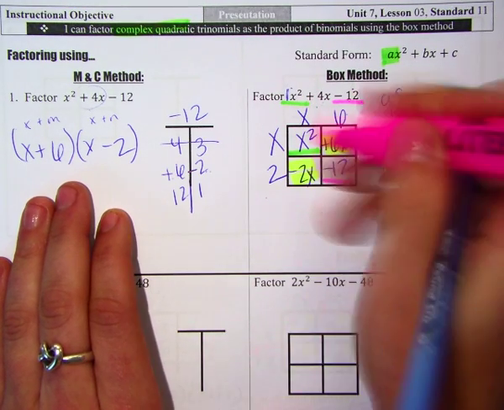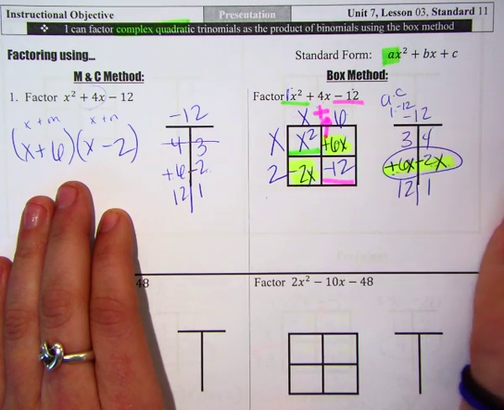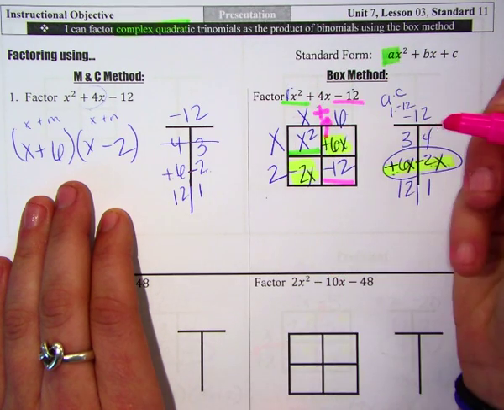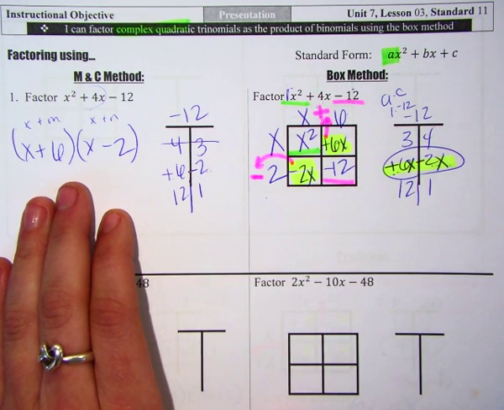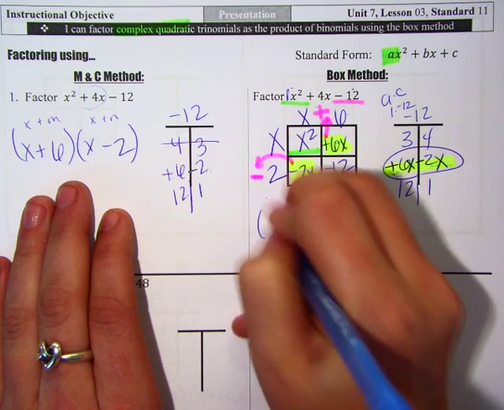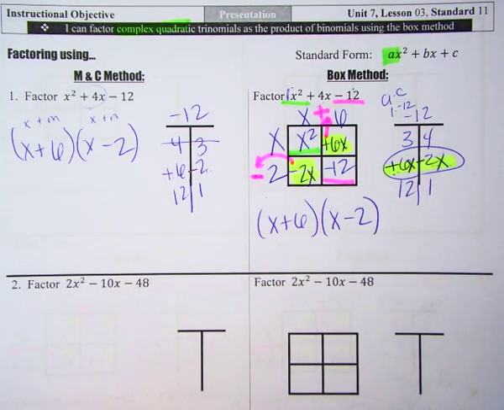Now, to figure out the signs, whatever sign is in this box comes out with it. So since this is a positive, this is a positive. Since this is a negative, this is a negative. So the answer is x plus 6, x minus 2. Okay?